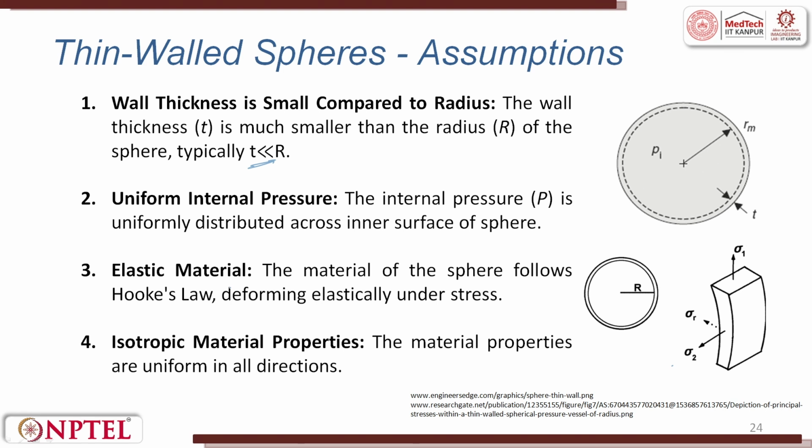The assumption is that the elastic material of the sphere follows Hooke's law. So, what is Hooke's law? Hooke's law relates stress to strain. This is strain, right? Isotropic material property means the material properties are uniform in all directions. When we use a homogeneous material, we always try to simplify the calculations by using isotropic material property.